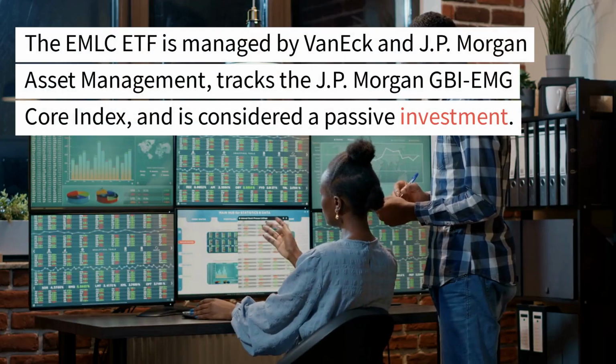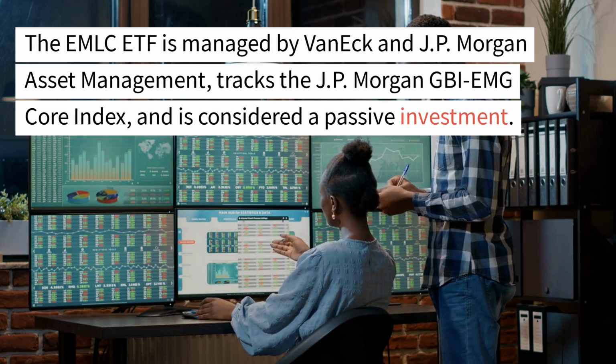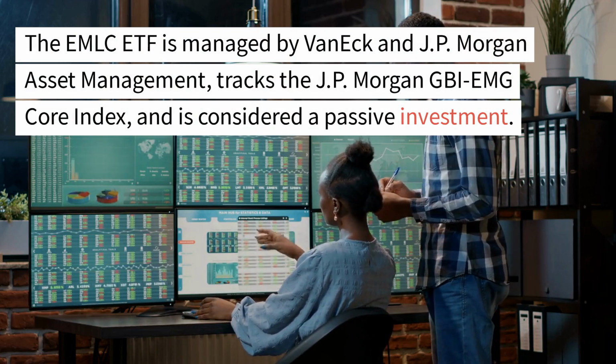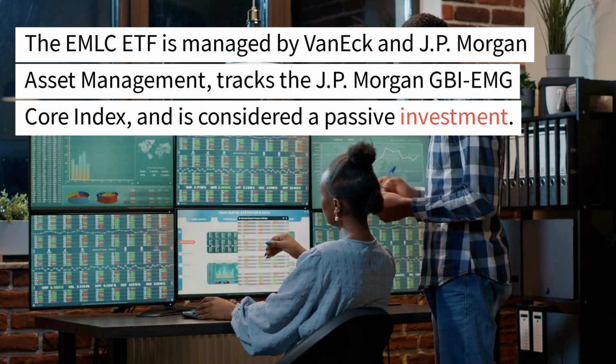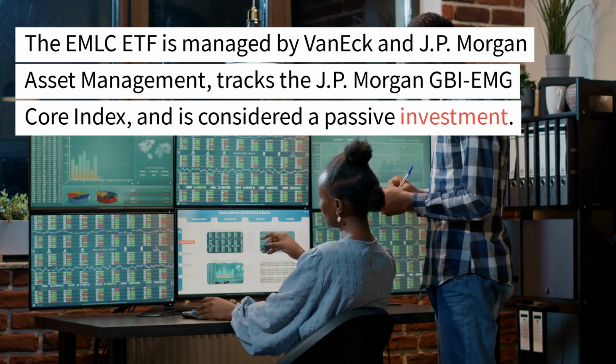The EMLC ETF is managed by VanEck J.P. Morgan Asset Management, tracks the JP Morgan GBI-EM Global Core Index, and is considered a passive investment.